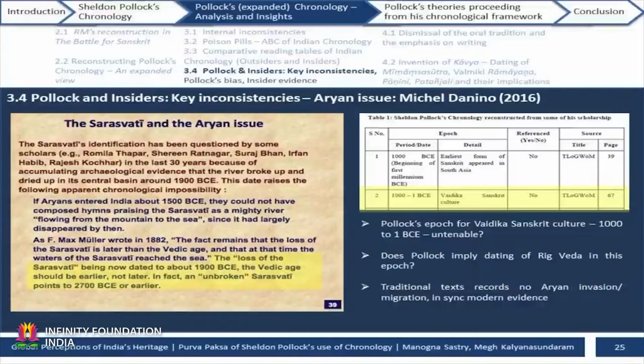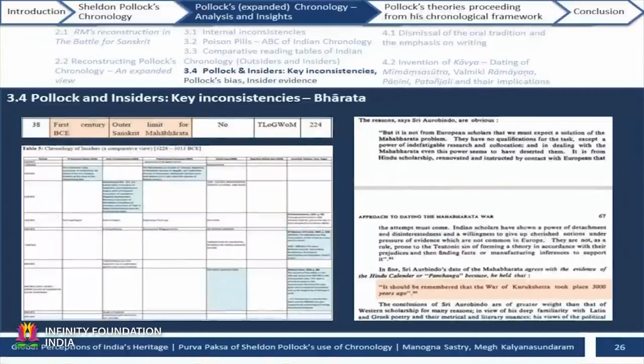Now, in fact, we are yet to come across the word Aryan, not the word Arya, the word Aryan, in any authentic Sanskrit, or for that matter, any other regional language text from Bharat's traditional canons. Now, moving on to the first of the two B's of ABC, that is Bharata, Mahabharata war. Now, for Pollock, the outer limit for Sanskrit Mahabharata is 1st century BCE. Again, without any source referencing.